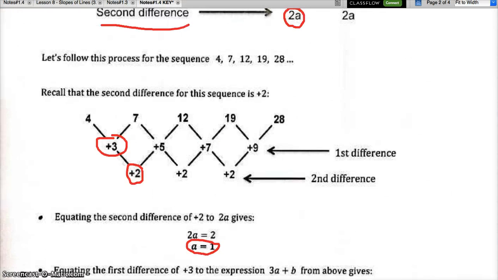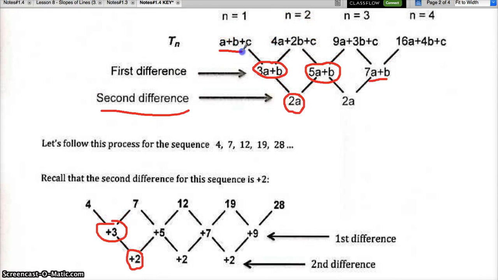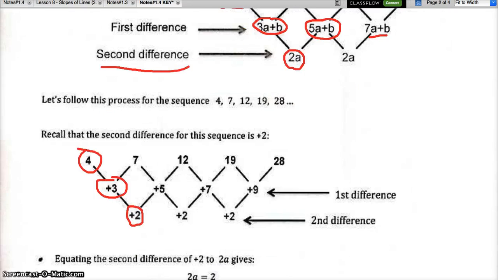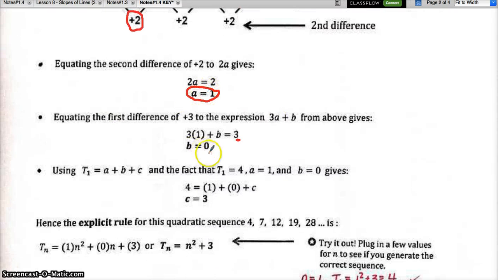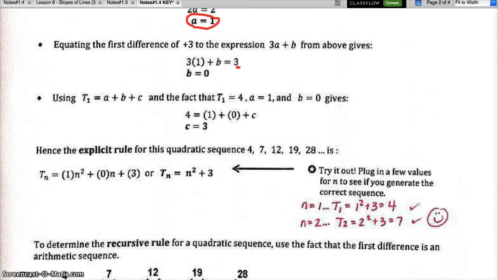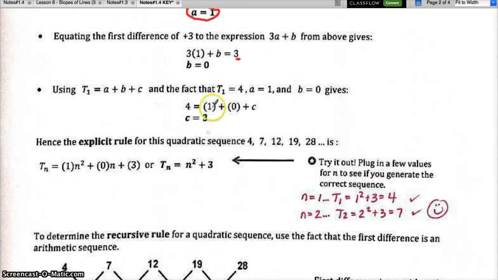Then we know that our very first term is just equal to a plus b plus c. So a plus b plus c must equal 4, because that's what our first term is here. We know that a equals 1. We know b equals 0. So of course 4 would then equal a, which is 1, plus b, which is 0, plus c. Therefore we can see that c is equal to 3. So when we plug that in, a was equal to 1, b was equal to 0, and c was equal to 3.